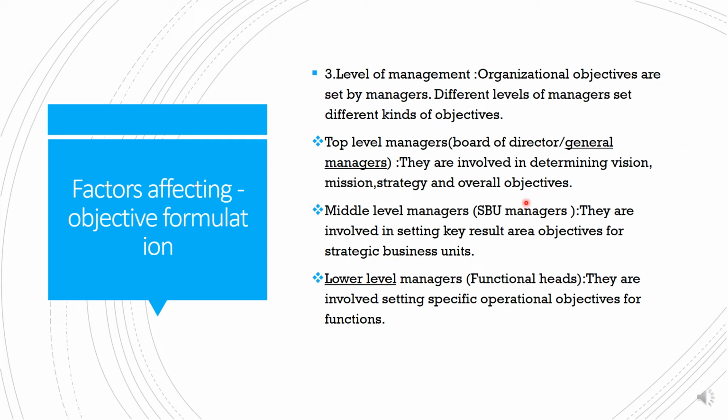Top level managers are involved in determining vision, mission, strategy and overall objectives. Generally vision and strategies are the work of the top level of management only, and in fact overall objectives as well. How much they want to listen to their employees and their needs is up to them. Then middle level managers are involved in setting key result area objectives, and lower level managers are involved in setting specific operational objectives.